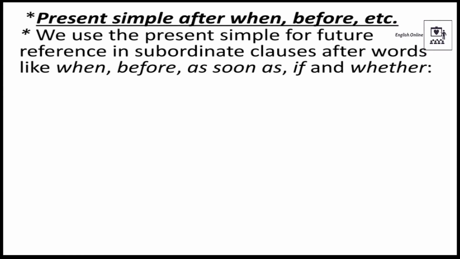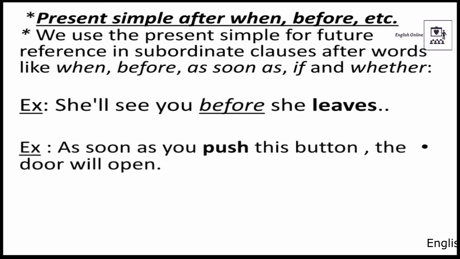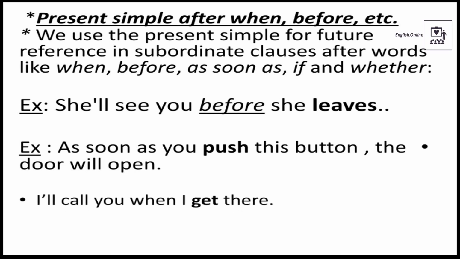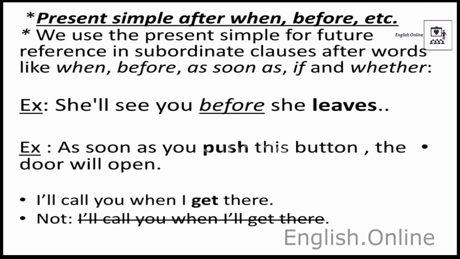Present simple after when, before, etc. We use the present simple for future reference in subordinate clauses after words like when, before, as soon as, if, and whether. For example, she will see you before she leaves. Another example, as soon as you push this button, the door will open. I'll call you when I get there, not I'll call you when I'll get there.